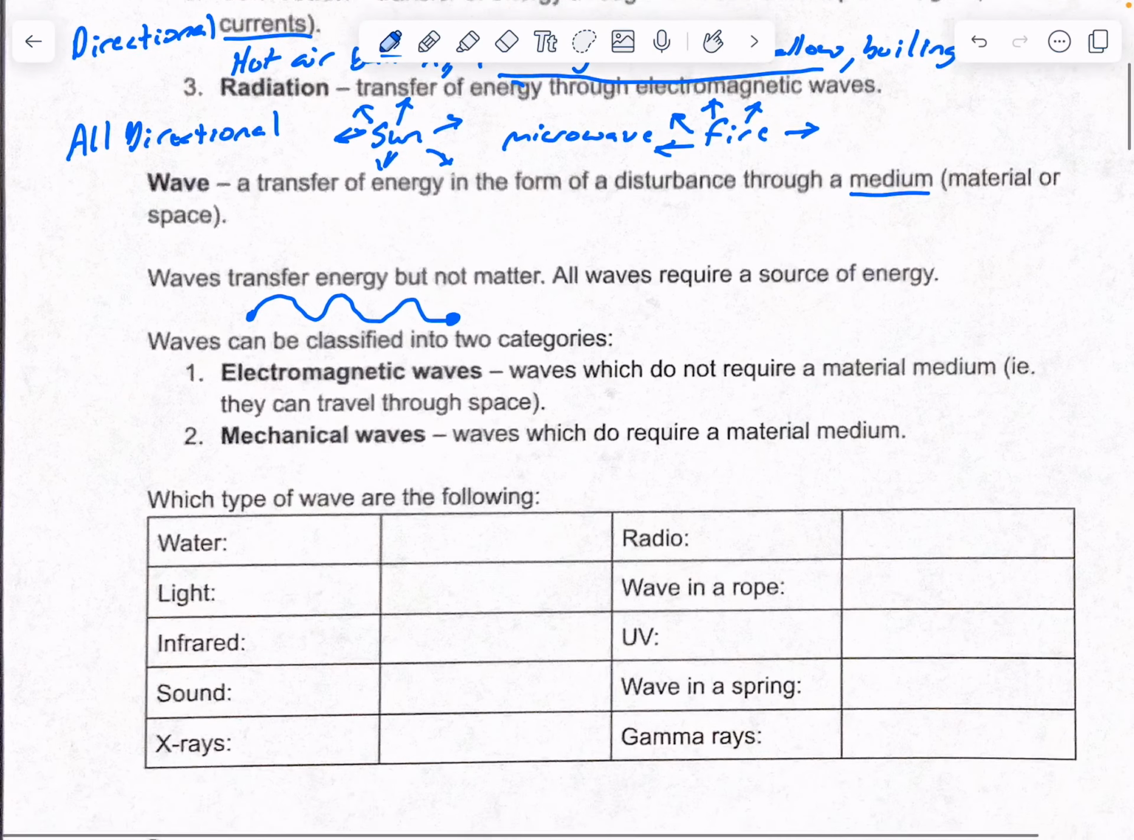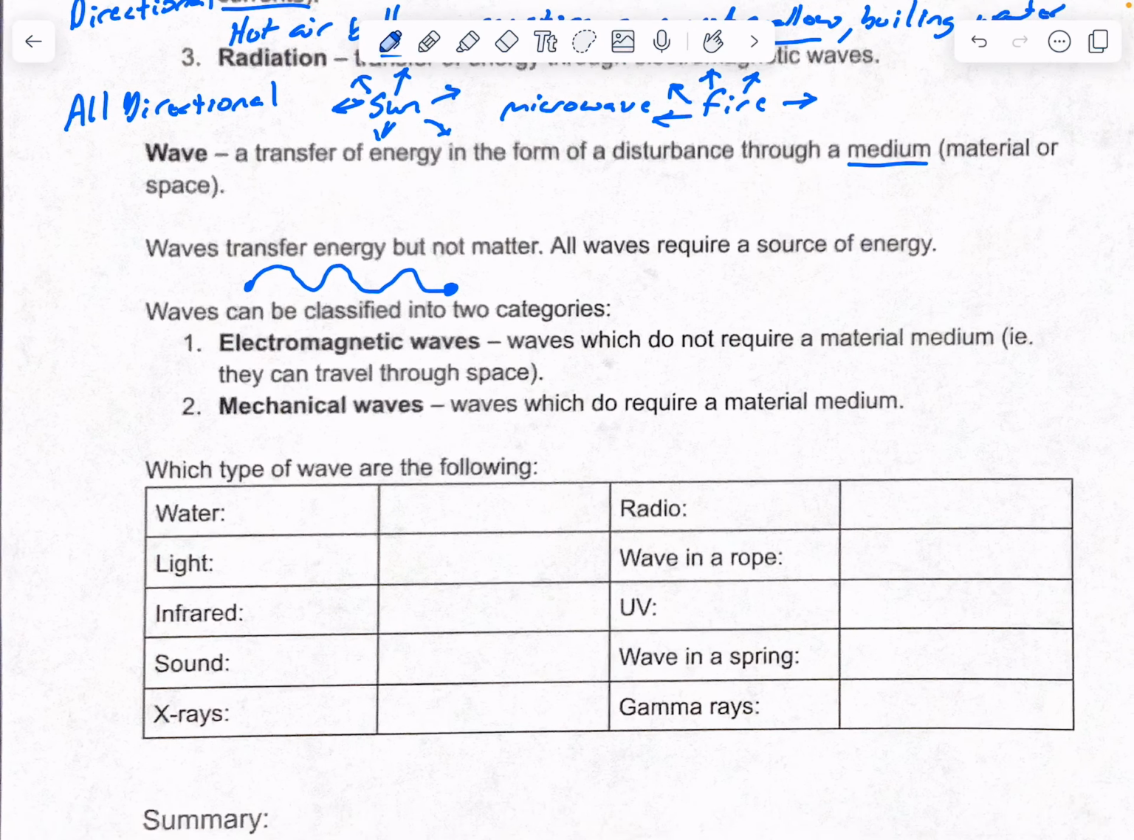Now, waves can be classified in two categories: electromagnetic waves and mechanical waves. Electromagnetic waves do not require a material medium, so they can travel through space just fine. That means they don't need air, water, a rope, anything like that. Mechanical waves do require a medium, a material medium, something physical that you can touch. So if you send a wave down a rope, that would be a mechanical wave. A wave in a pool would be a mechanical wave.